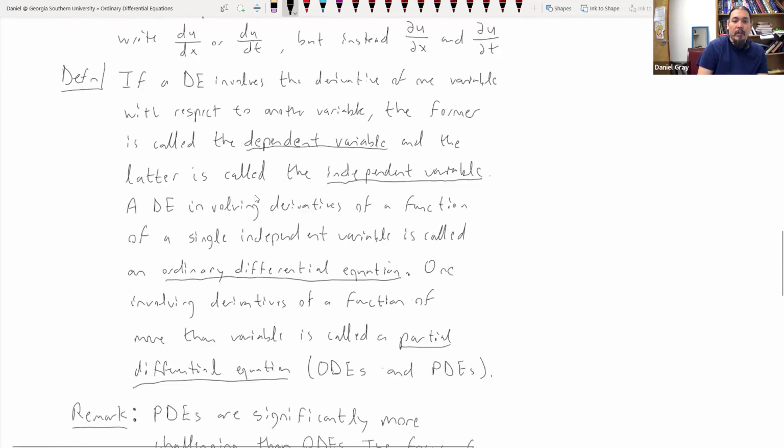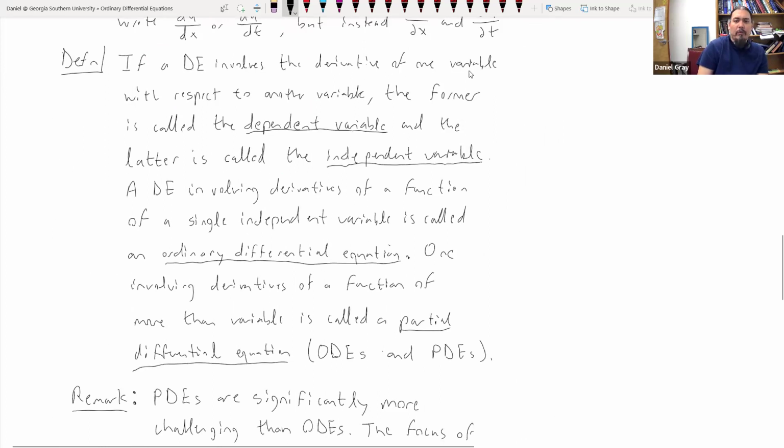Okay. So definition. If a differential equation involves a derivative of one variable with respect to another variable, right? Well, then the former variable is called the dependent variable, right? Like y of x. So then y is the dependent variable, right? And the latter variable is called the independent variable. Okay. A differential equation that involves derivatives of a function of a single independent variable only, like so y is a function of x only, let's say, right? That's called an ordinary differential equation.